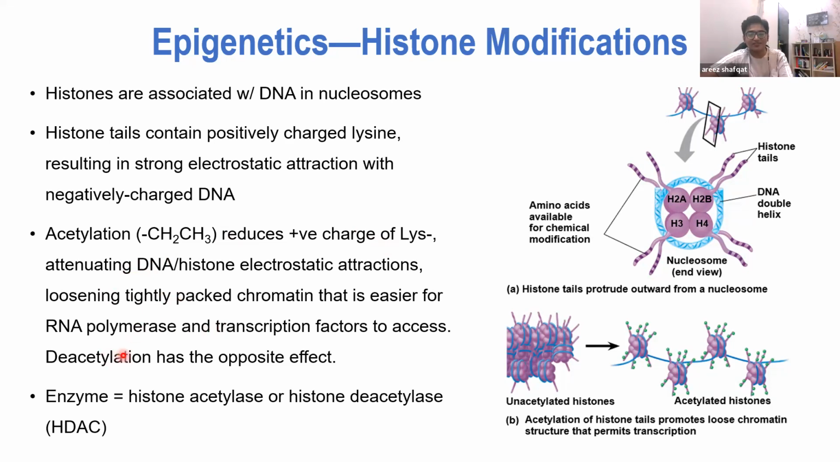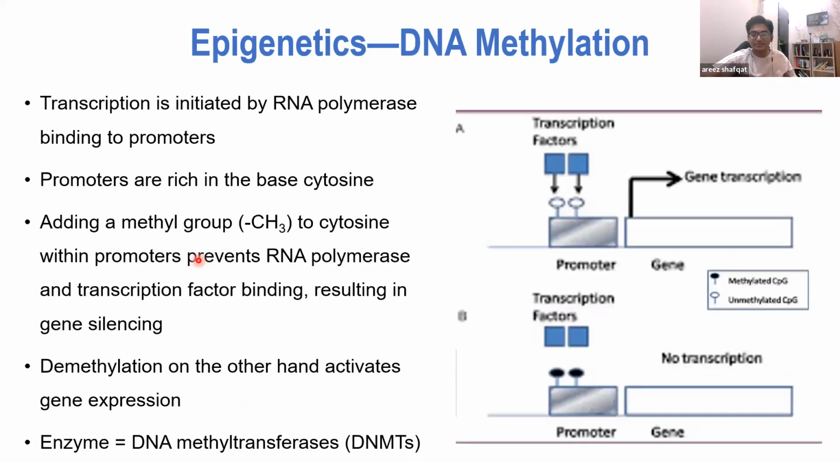Deacetylation has the opposite effect. It will tighten up the chromatin structure into heterochromatin. The enzyme which causes acetylation, as the name tells you what it does, is called histone acetylase. The enzyme which removes an acetyl group is called histone deacetylase, or HDAC. Okay, so this is histone acetylation.